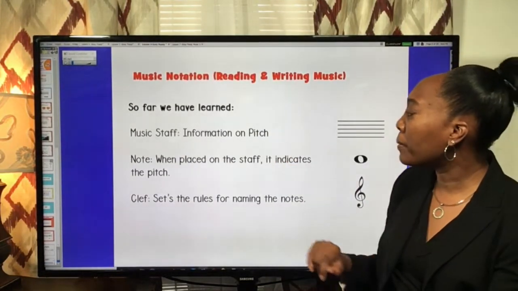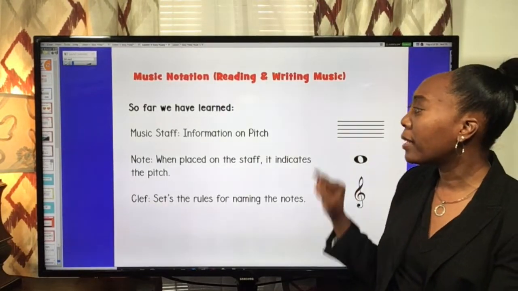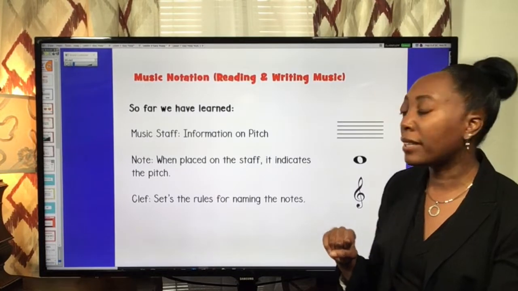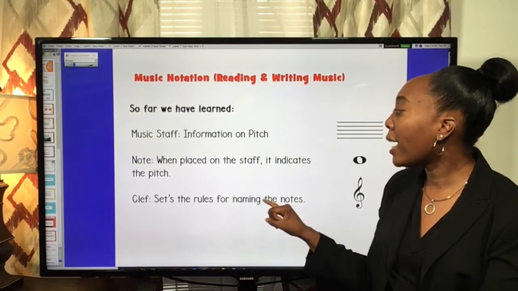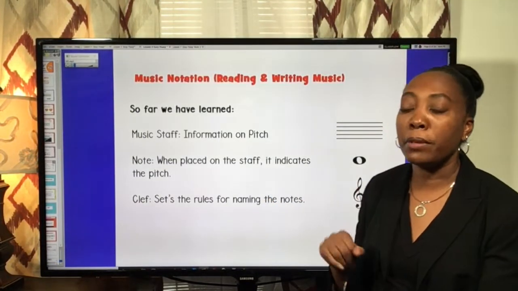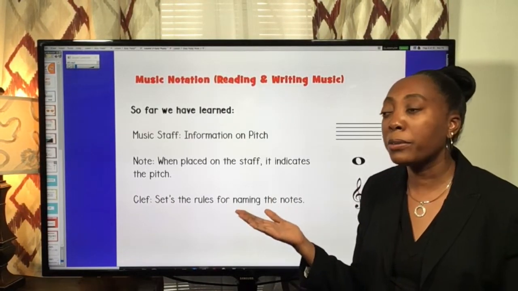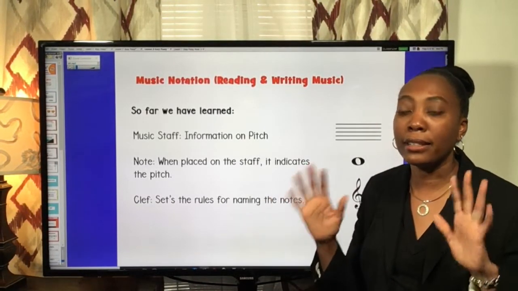So far, you know about the music staff, and you know about notes. When placed on the staff, it indicates the pitch, and you also know, if we were to pretend that we weren't at a treble clef's house or whatever we want to make up, that it sets the rules.